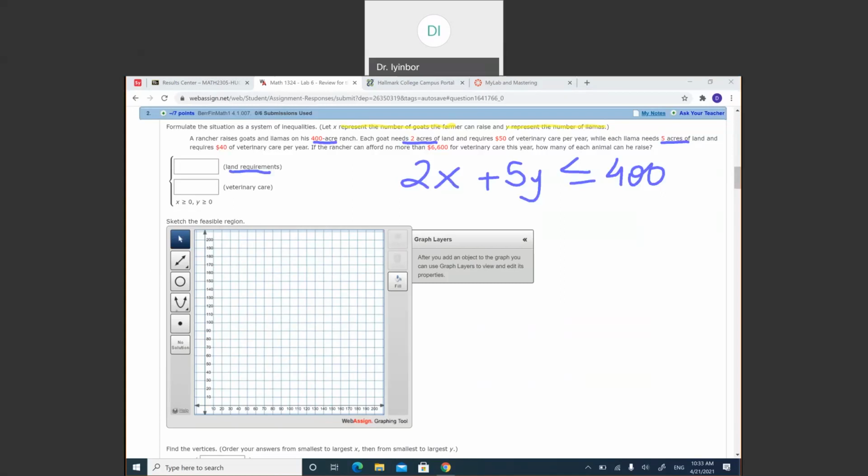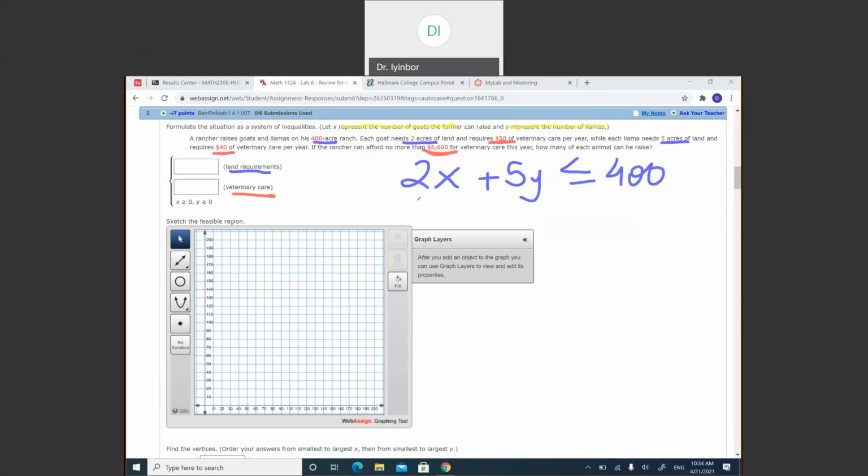So that was the first inequality, and then the second one is going to be connected with the veterinary care. So we're spending $50 for goats and $40 for llamas, and this is the total money.